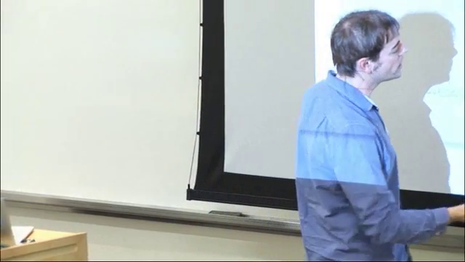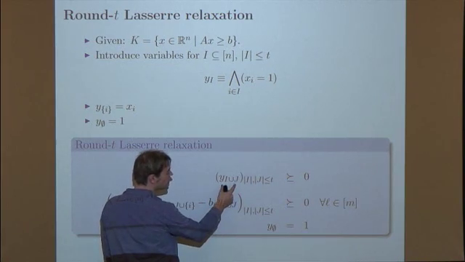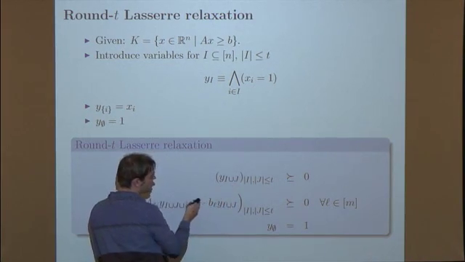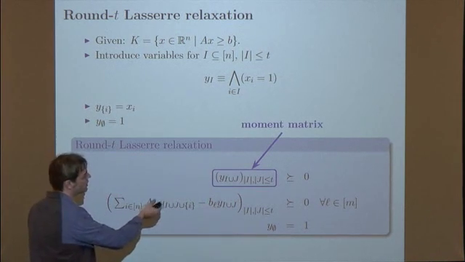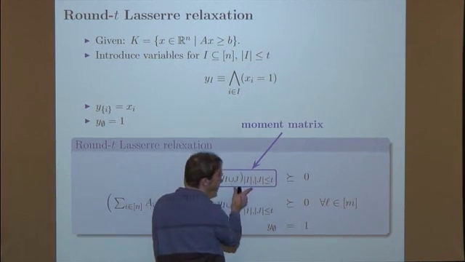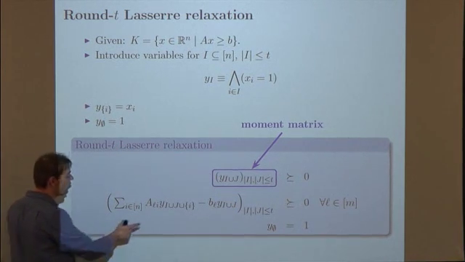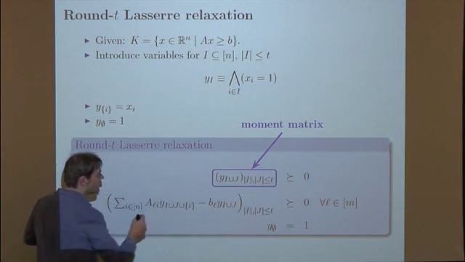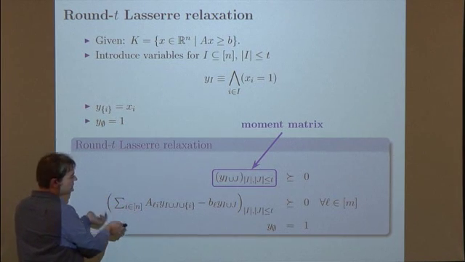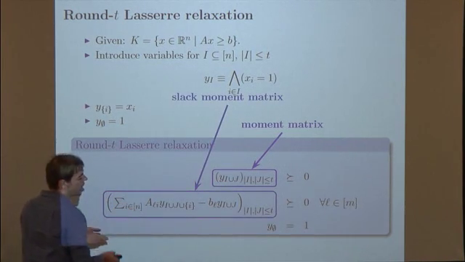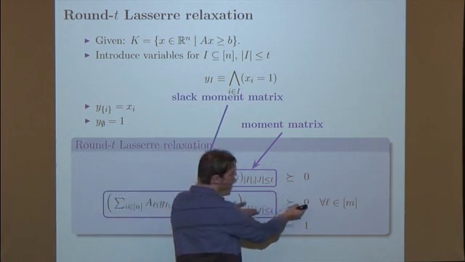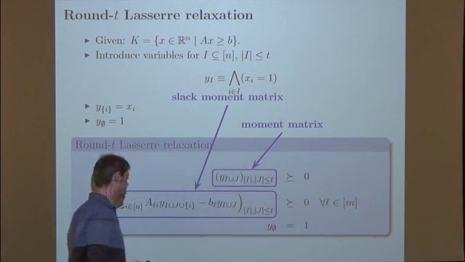But if you wanted to write down explicitly the constraints, then you would take your variables, throw them into a big matrix that's called the moment matrix, and then you ask that this moment matrix has to be positive semi-definite. You also take all the constraints that you have, put them together into another big moment matrix, and also that has to be positive semi-definite for any constraint.